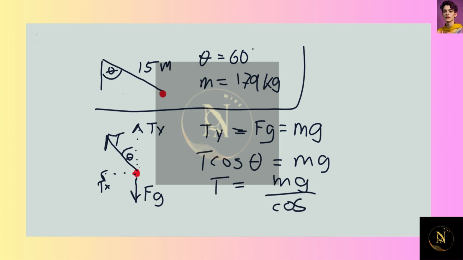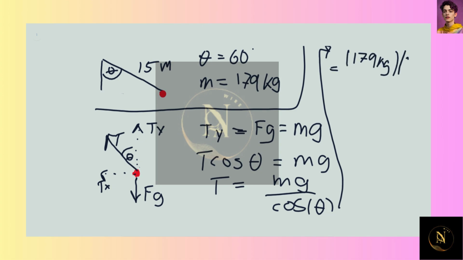Now, we know m, we know g, and we're given our angle as well, so all that's left to do here is plug in, which we're going to do up here. And we find that our answer is equal to 179 kilograms times 9.8 meters per second squared. You write that a little bit neater.